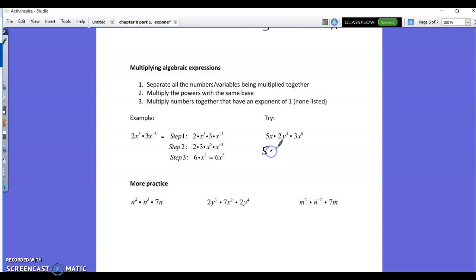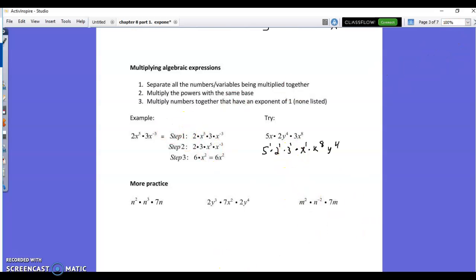So 5 times 2 times 3, and then times, I have an x here, I have an x here, so x to the 8th, and I have a y to the 4th. Now remember, if you don't see an exponent, we talked about this the other day, we think of it as a 1. Just like all of these have a little exponent of 1 next to them. Again, this doesn't apply for that, but we're thinking of it that way.